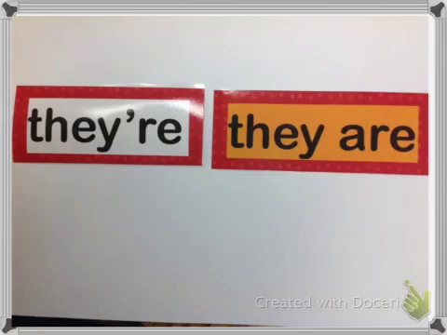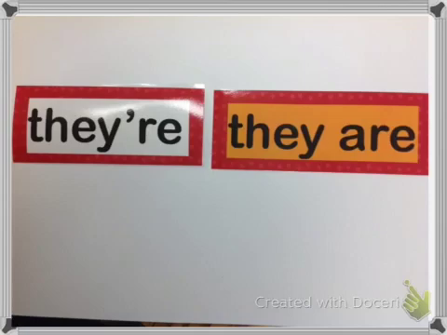The last version of there is a contraction, and it means they are. So if you can substitute the words they are for the word there, and it makes sense, then you need to use this version of there. Like they're my friends means they are my friends.